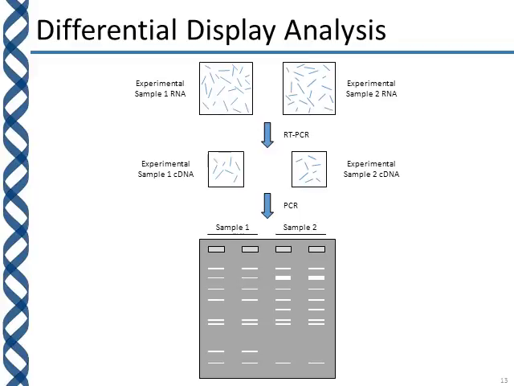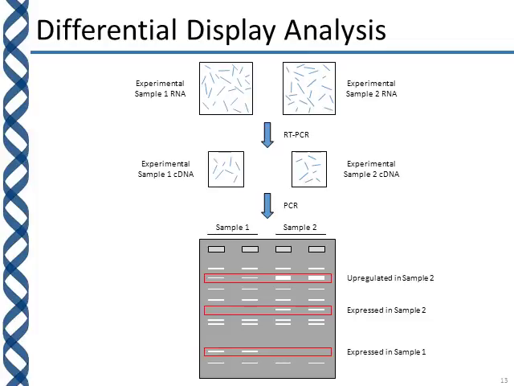And here we show an example. In this case, you see a set of messenger RNAs which are upregulated in sample 2, a set of messenger RNAs which are expressed only in sample 2, versus a set of messenger RNAs which are expressed only in sample 1. These specific bands can be removed from the gels and sequenced to define what these specific messenger RNAs encode for.